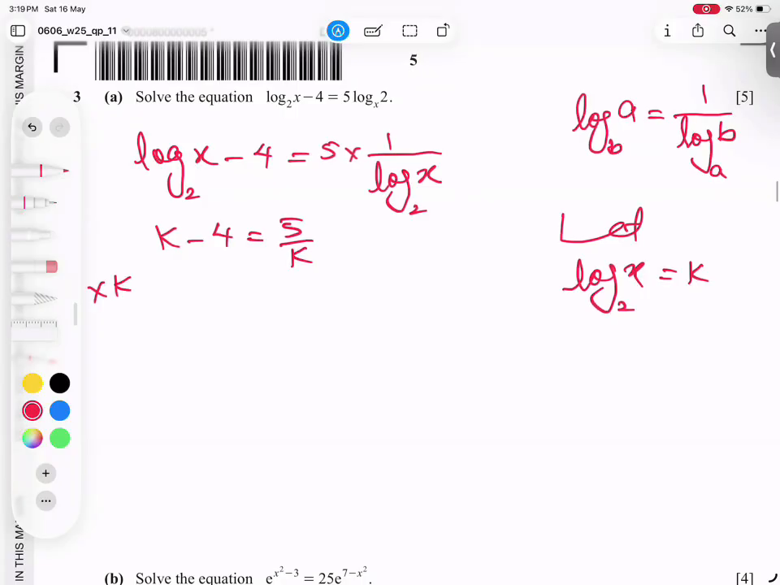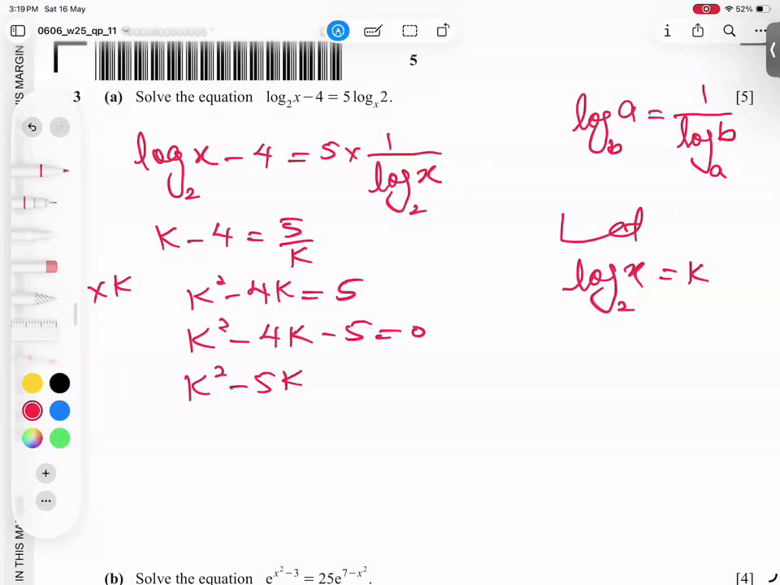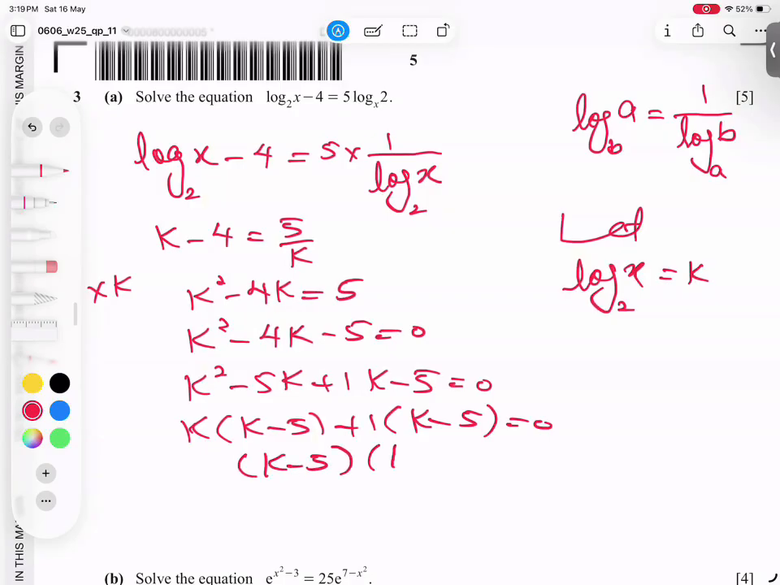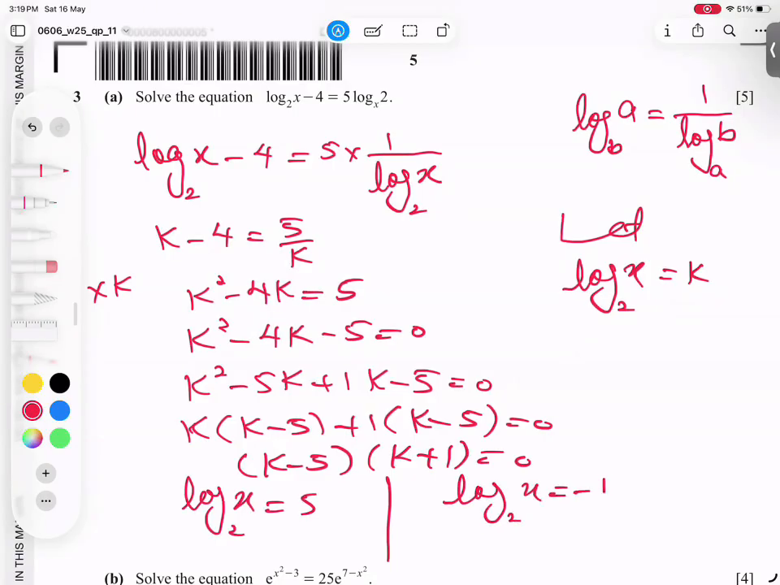So multiply by k, I'm getting k squared minus 4k is equal to 5. So factorization is possible: negative 5 and plus 1. So k comes out, plus 1 common, k minus 5. This is okay. And we are getting two answers, students. So both values will go one by one there. One k value we are getting is 5. And one value I'm getting here is -1. So the base is 2.